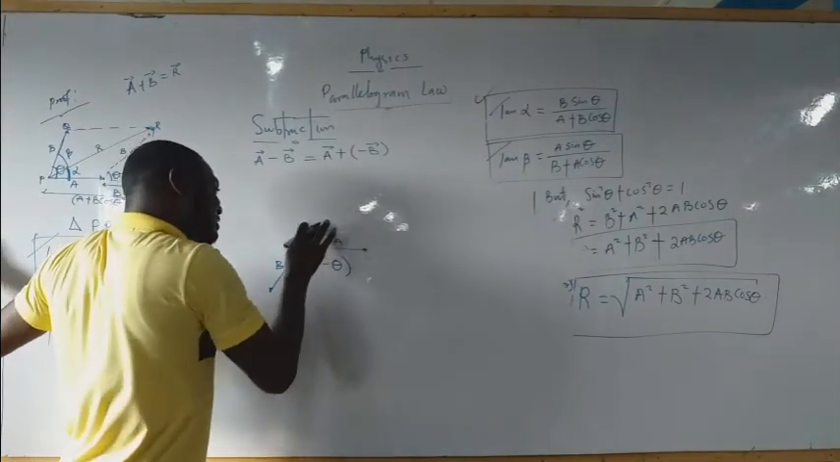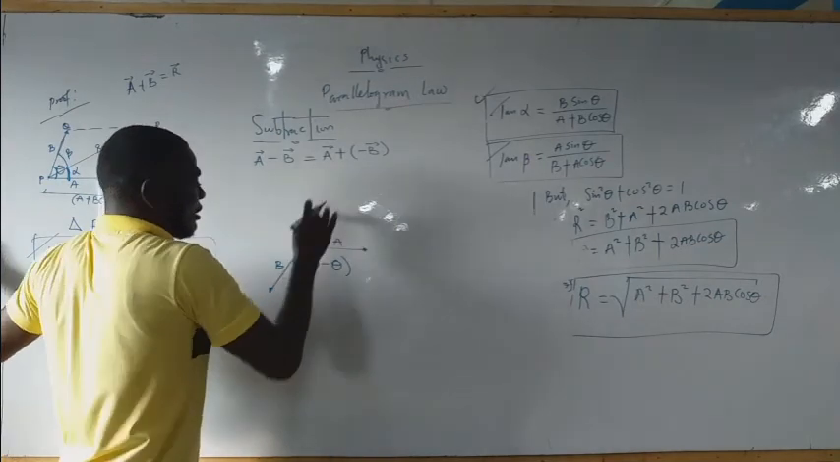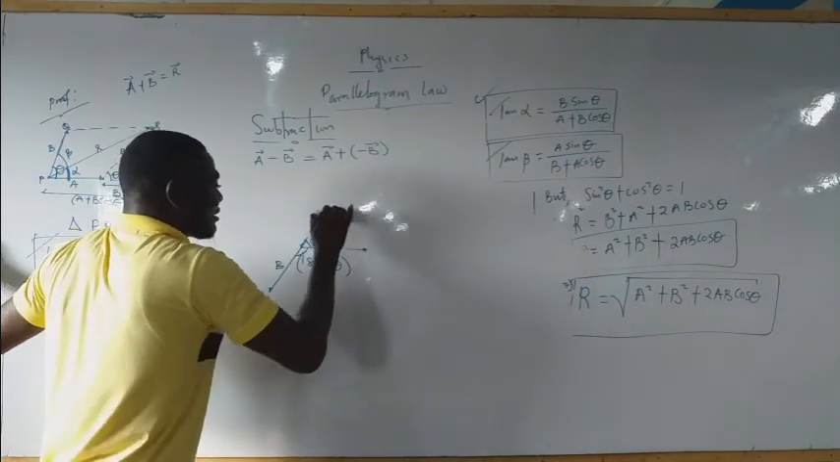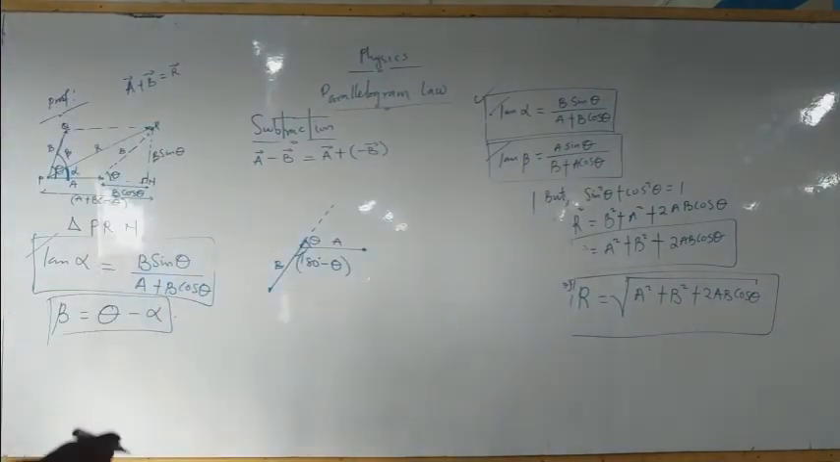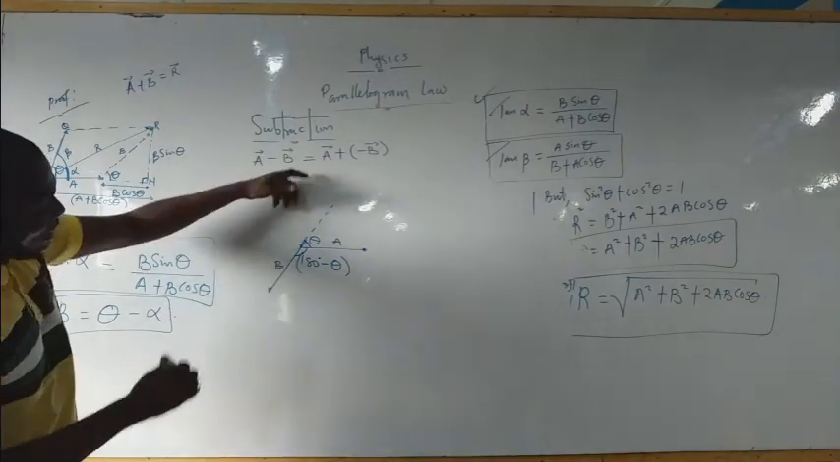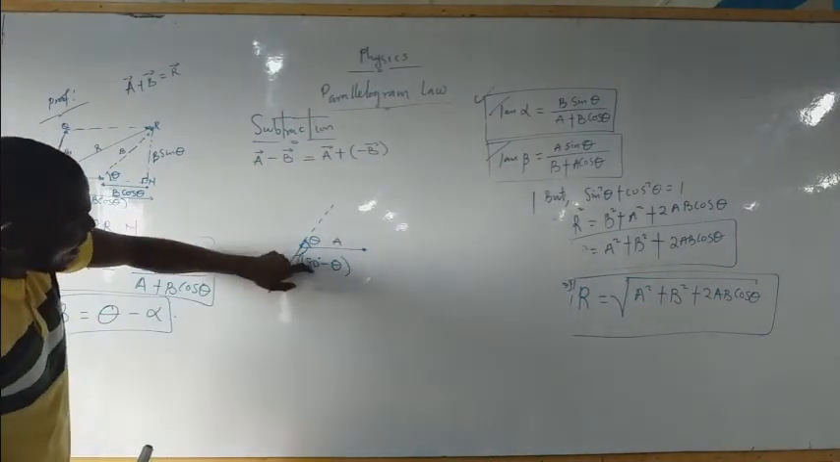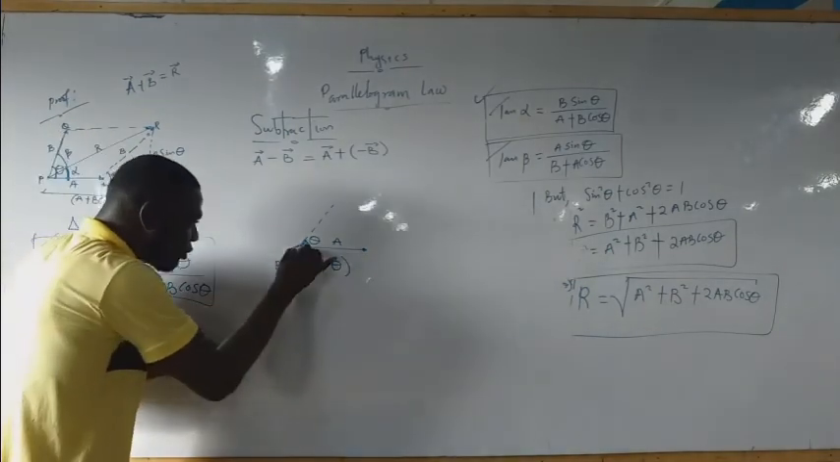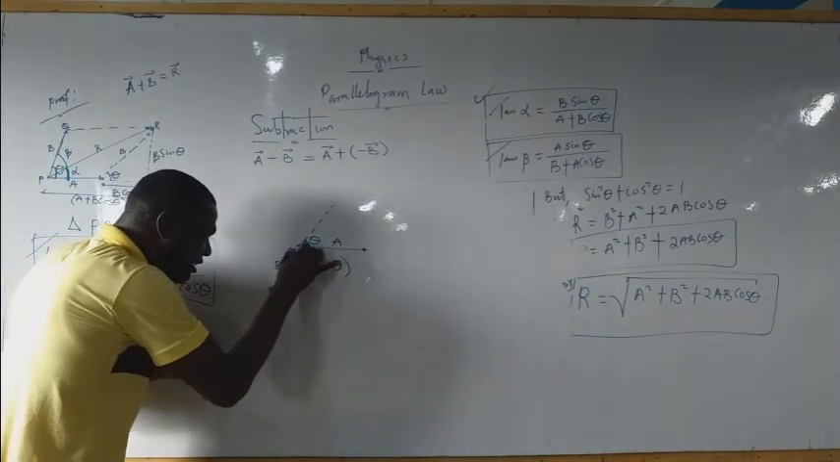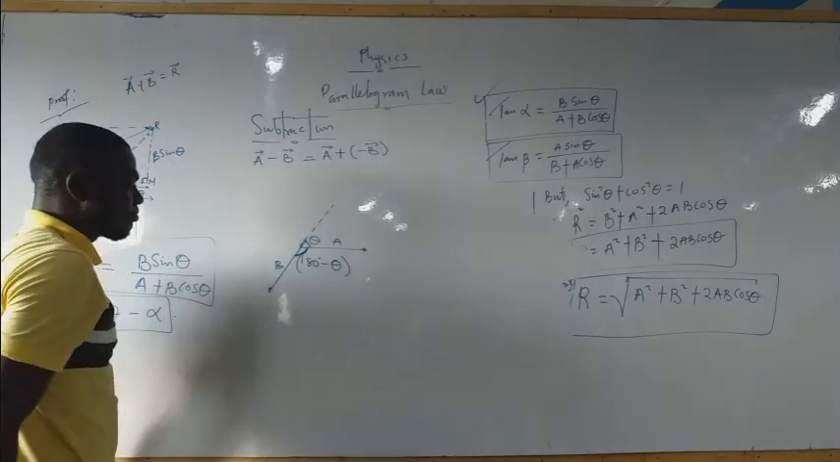Because this is a straight line. So the angle of a straight line is what? 180 degrees. That would be 180 minus theta. That would be the angle between these.